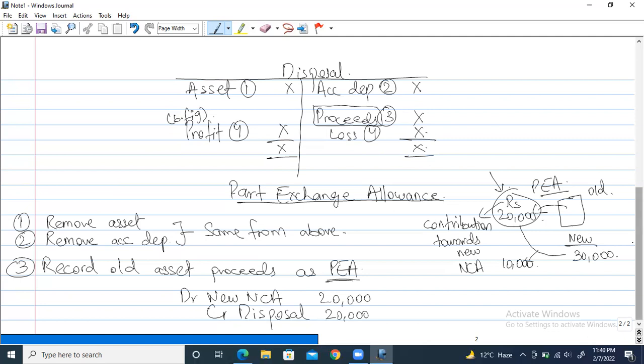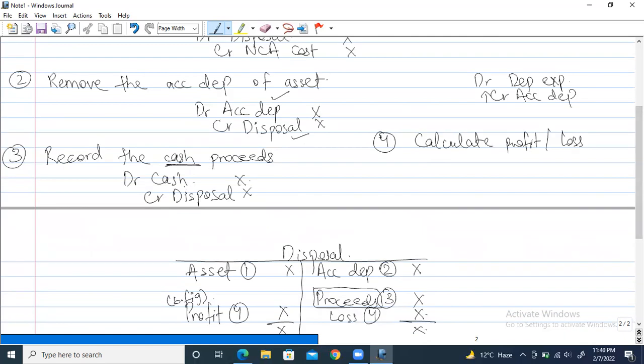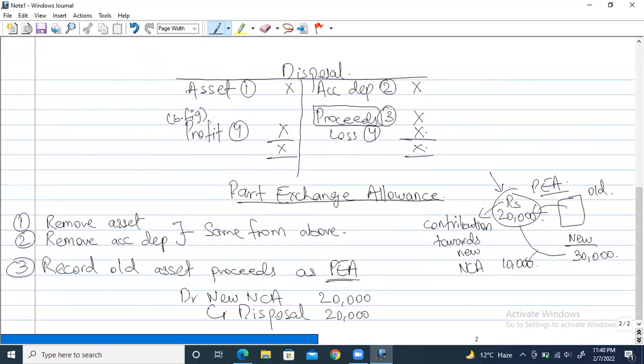In return, we have not received cash. You can see in step 3, it's the same entry, but instead of debiting cash, I have debited the new non-current asset account. Why have I debited the new non-current asset account? Because this 20,000 rupees is contributing towards it, right? This is not the cash that I received. It's contributing towards the new non-current asset. So this is the reason why I'm paying 10,000 rupees extra.